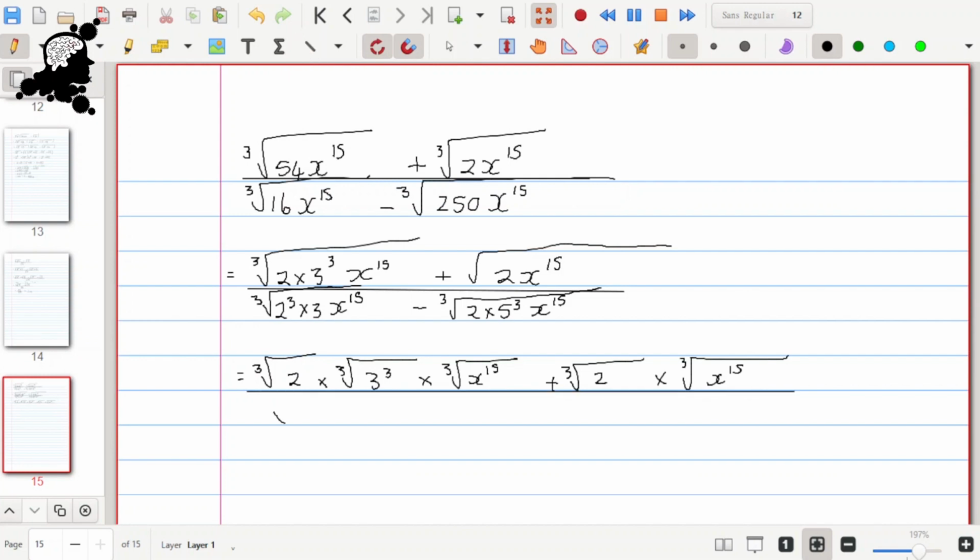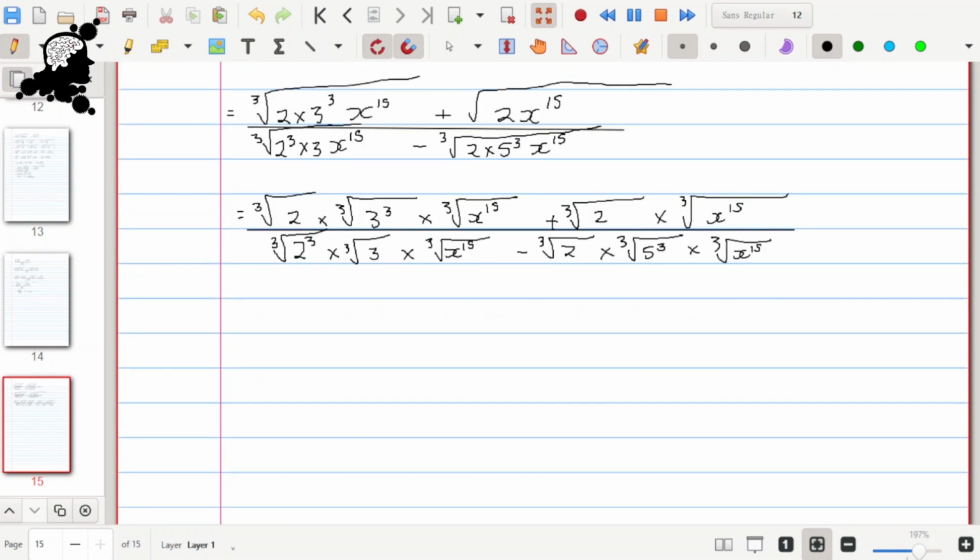This is going to be the cube root of 2 to the power 3 times the cube root of 3 times the cube root of x to the power 15, minus the cube root of 2 times the cube root of 5 cubed times the cube root of x to the power 15. I know there's a lot going on here, but let's see.